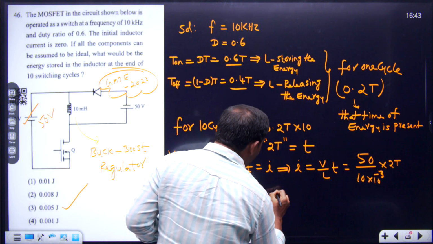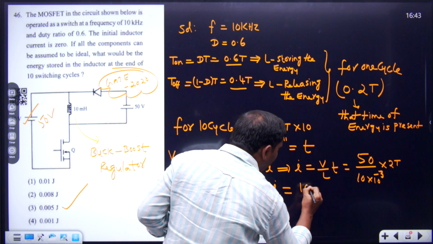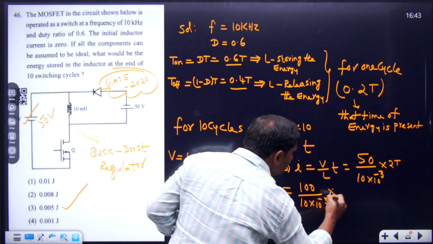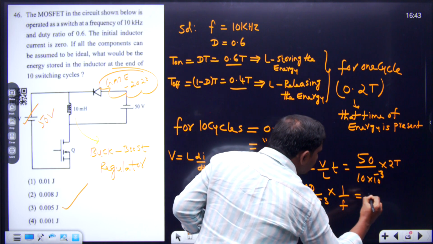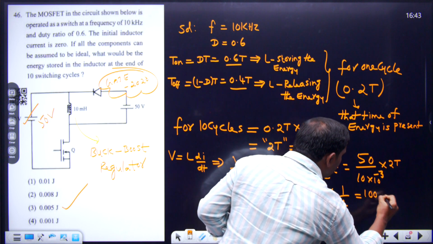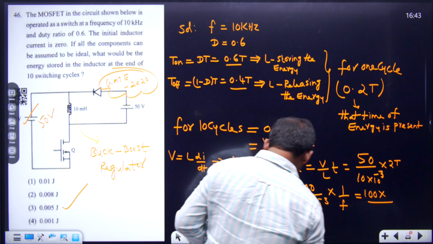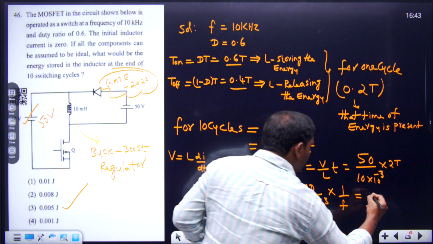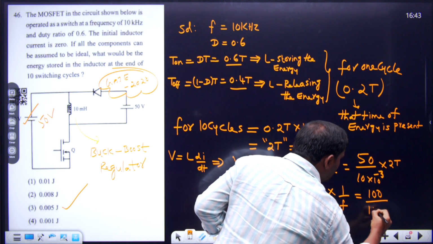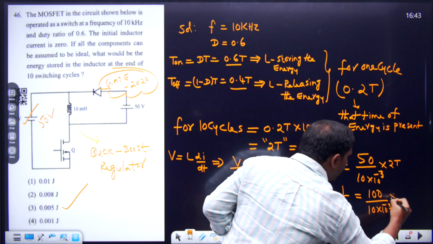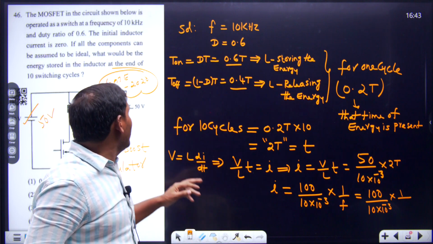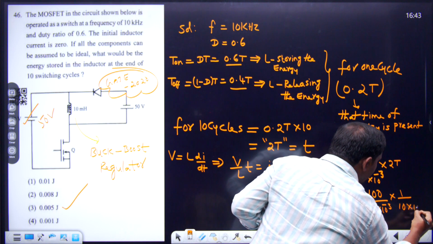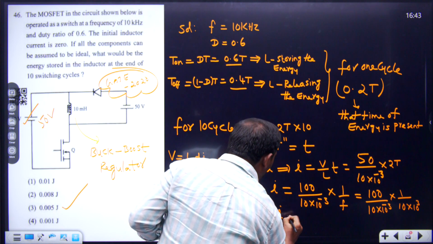Shall I write like this, friends? I equal to 100 by 10 into 10 power minus 3. This T I am writing as 1 by F. Concentrate, this is 100 by 10 into 10 power minus 3 into 1 by frequency. Frequency is how much it is given? 10 kilohertz, 10 into 10 cube. Okay, this is equal to how much, friends? I equal to 1 ampere.